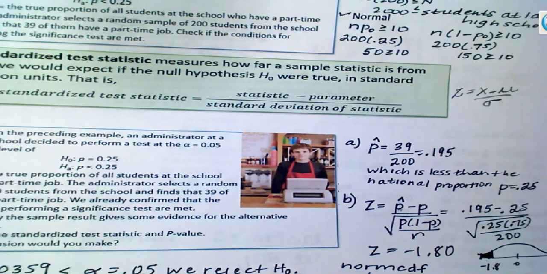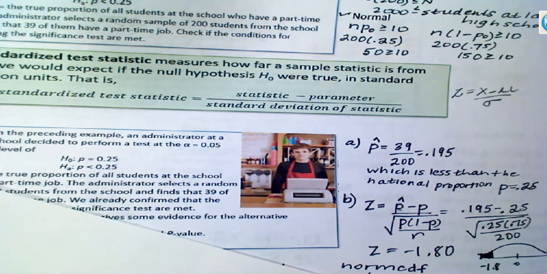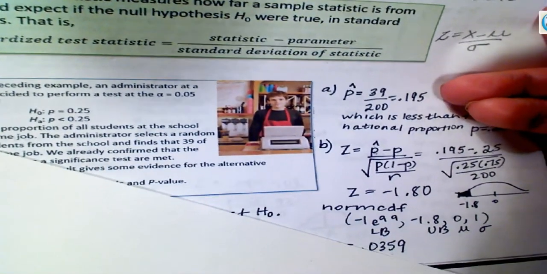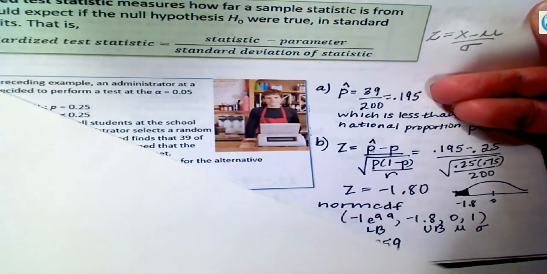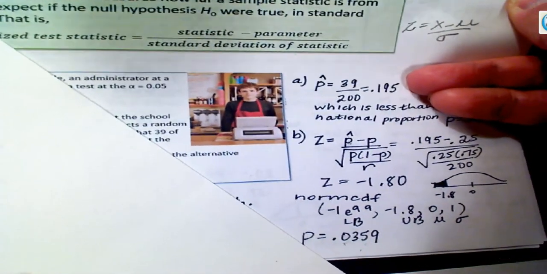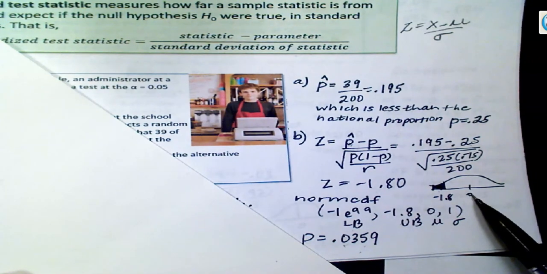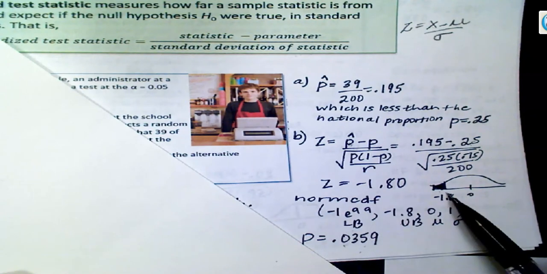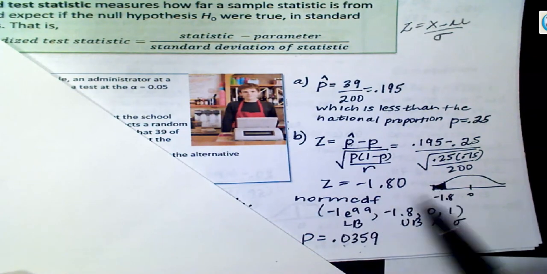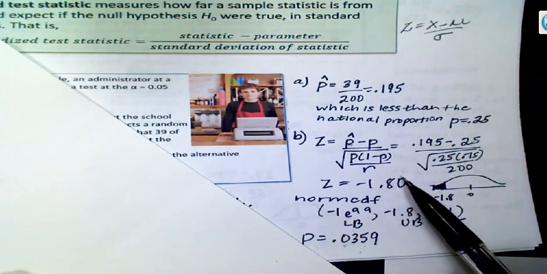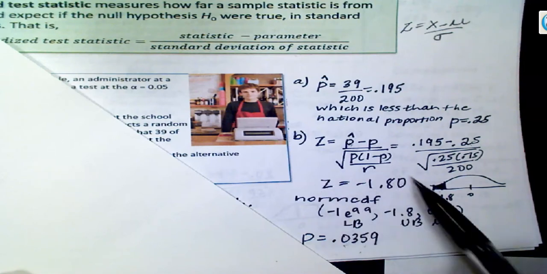So then you get z equals negative 1.8. That is our test statistic. Now, once you have that, you can go do your normal curve, which I drew out. And don't forget, we are using this z value. So your mean is 0 here. And when you do normal CDF, it's going to be negative 1E99 is your lower bound, negative 1.8 is your upper bound. Your mean is 0, and you will use the standard deviation of 1 because you are using the test statistic.